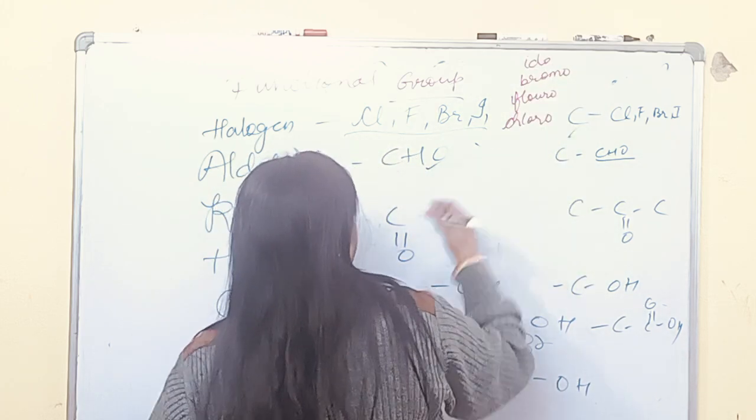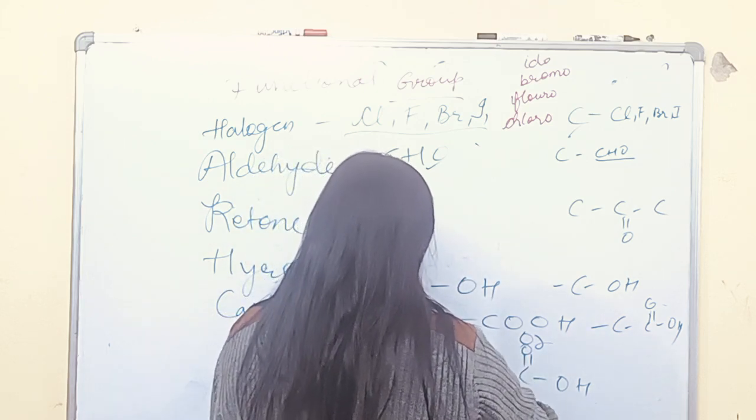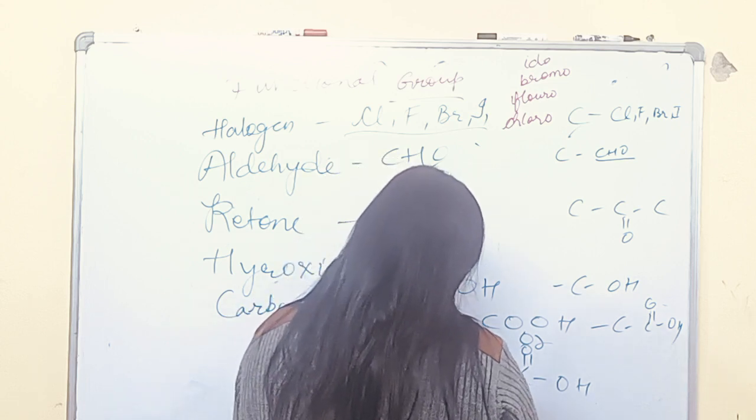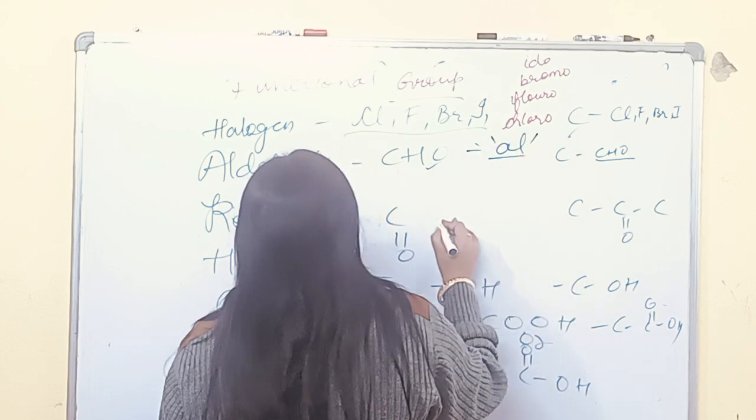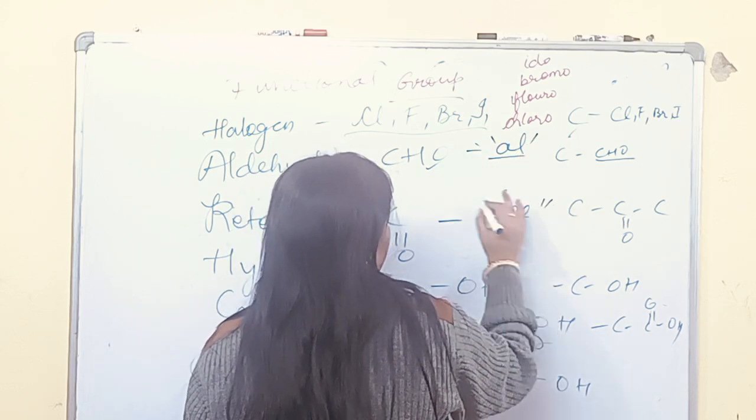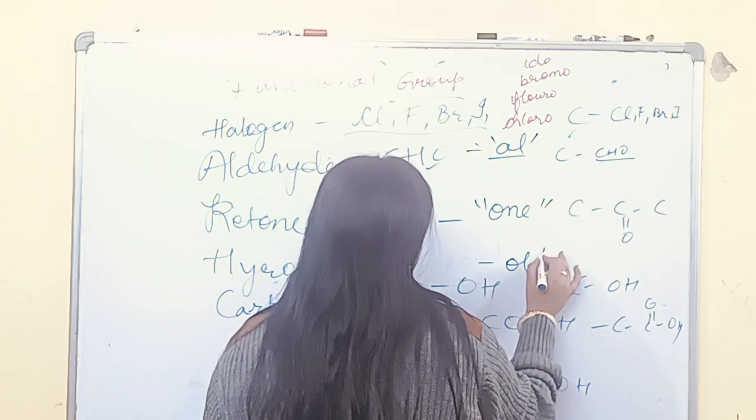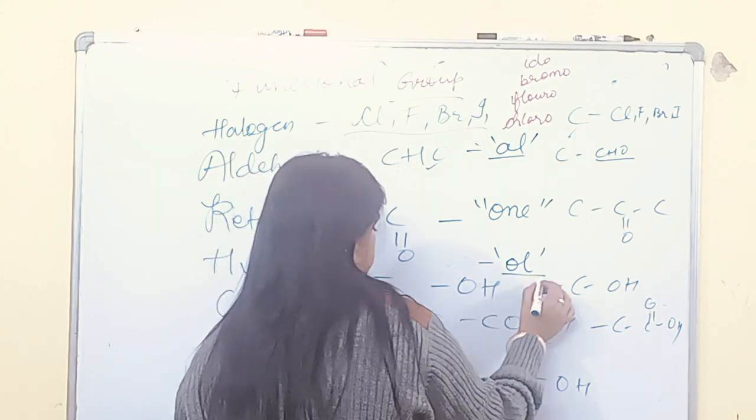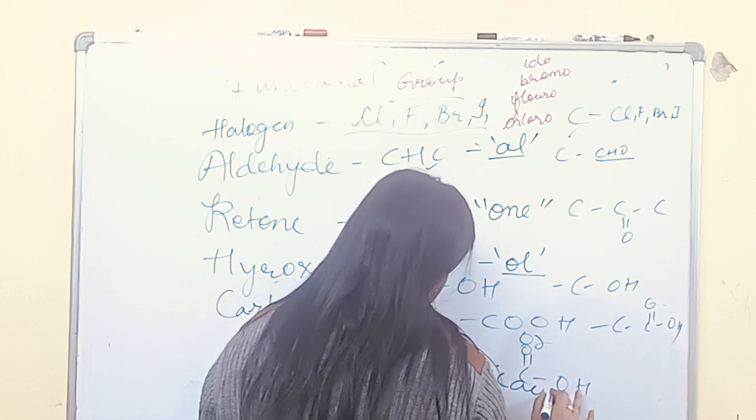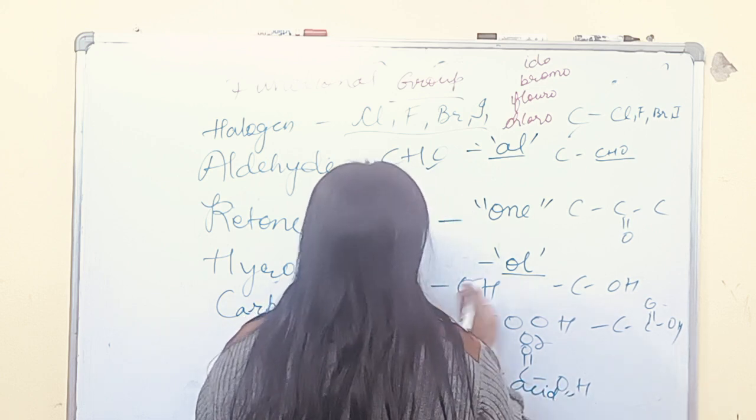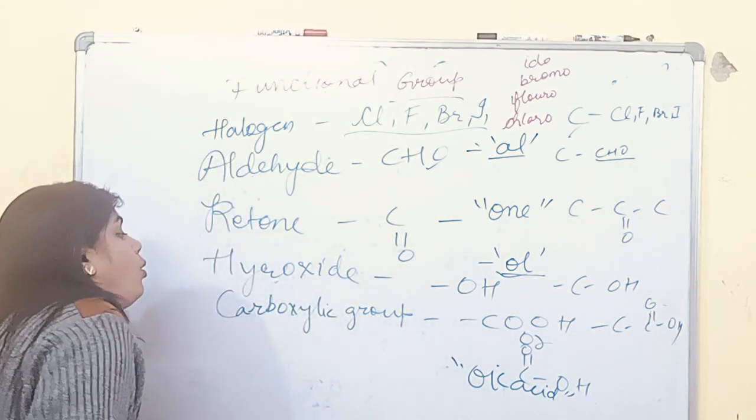Here for aldehyde, this is "al". For ketone, this is "one". For hydroxide, this is the "ol" group. And for carboxylic group, this is "oic acid". Hydroxide or alcohol group, this is "ol". For alcohol, this is the "ol" group.